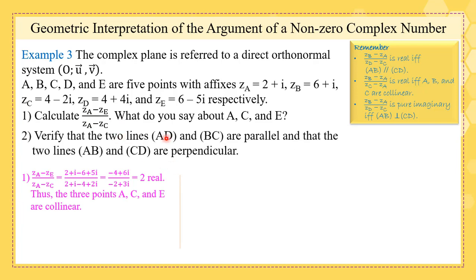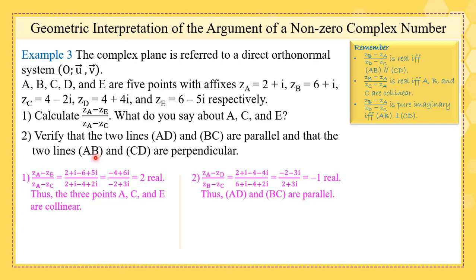Now verify that the two lines AD and BC are parallel. Here we do perform the ratio: ZA minus ZD over ZB minus ZC. This is what we get, which is negative 1, which is also real. This means that AD and BC are parallel.